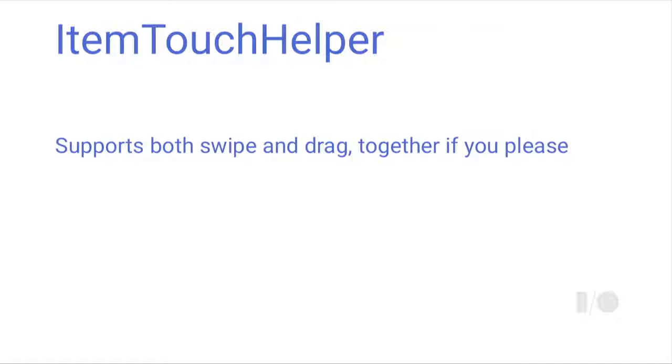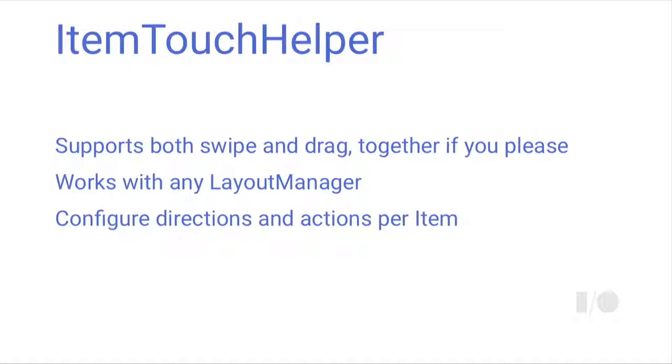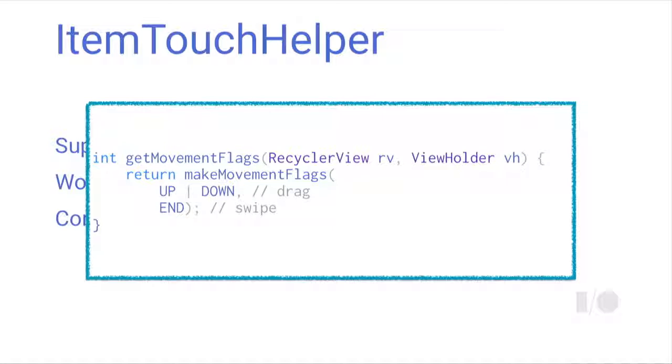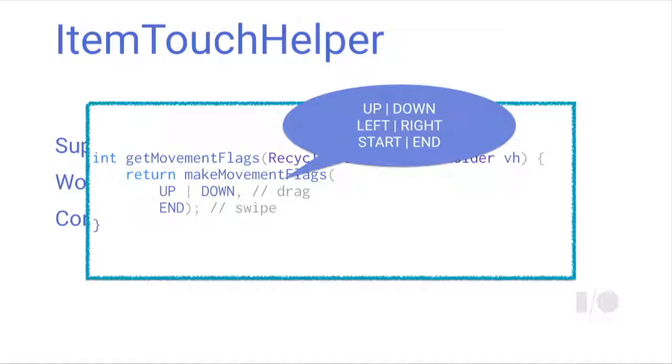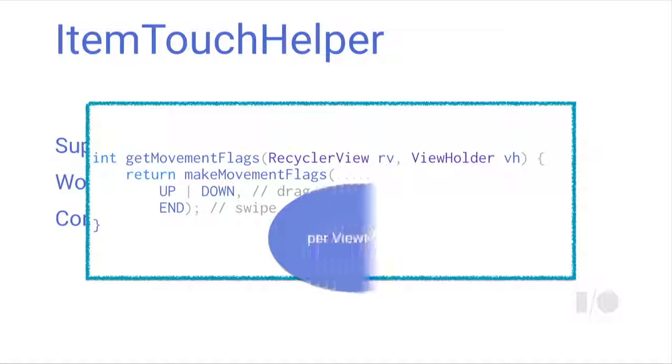So you can actually run drag and drop and swipe at the same time in the same layout manager. It just works. So this is the get movement flags. We provide a make movement flag. In this example, I say each item can be dragged up and down, and you can swipe it towards the end. So it also supports RTL. Actually, if you say end, your callbacks will receive the same things like an RTL parameters. If you use left and right, your callbacks will receive left and right.